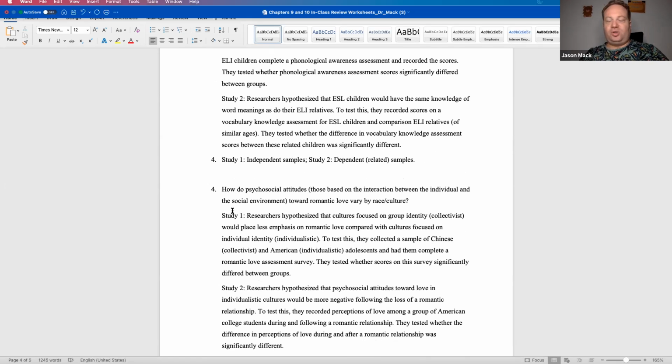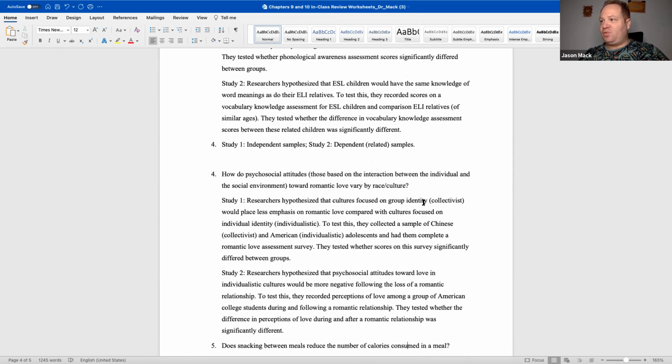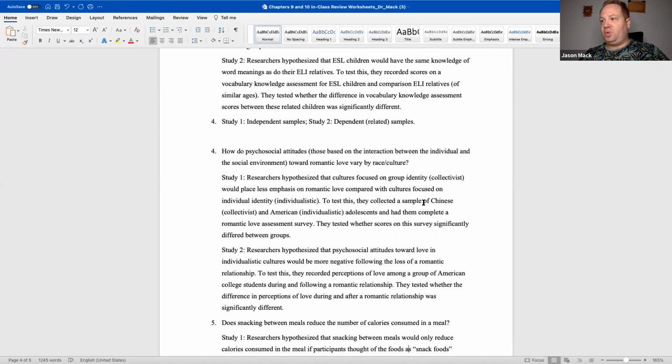So how do psychosocial attitudes, those based on the interaction between the individual and the social environment towards romantic love, vary by race and culture? Study 1, researchers hypothesized that cultures focused on group identity, collectivists, would place less emphasis on romantic love compared with cultures focused on individual identity, individualistic. To test this, they collected a sample of Chinese collectivists and American individualistic adolescents and had them complete a romantic love assessment survey. They tested whether scores on the survey significantly differ between groups.